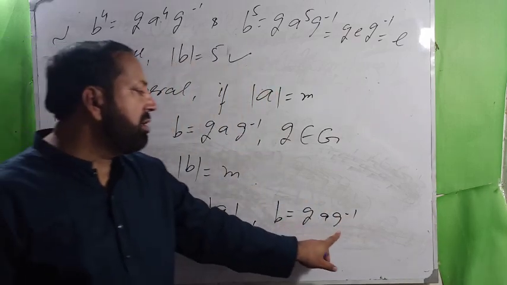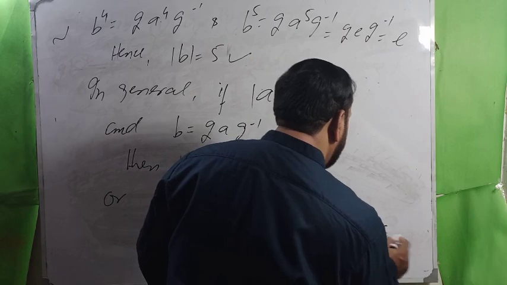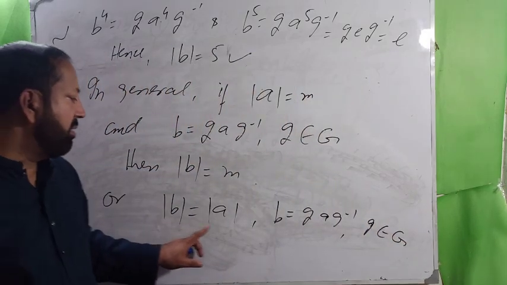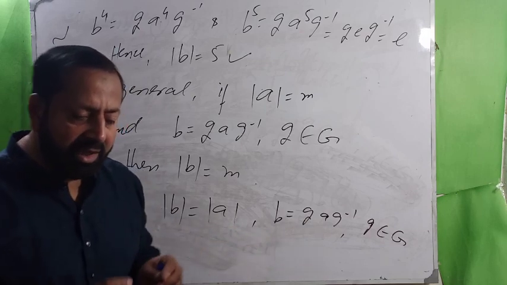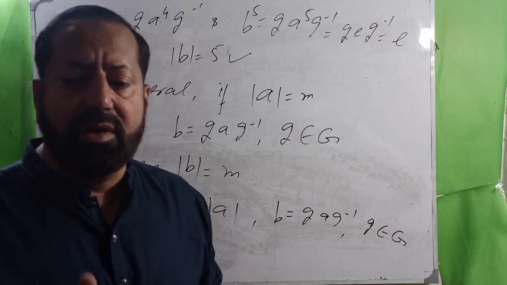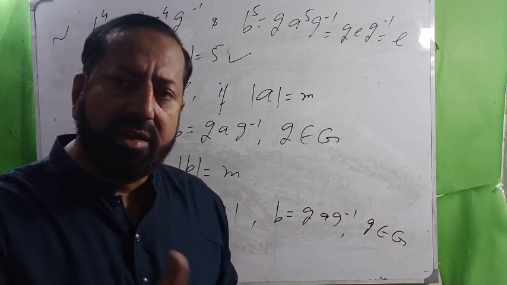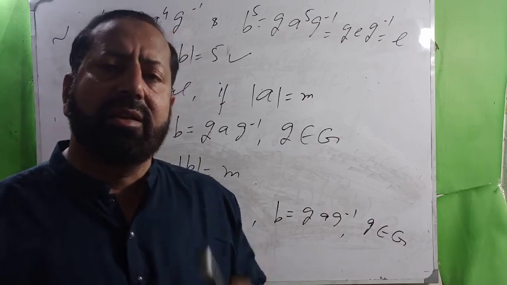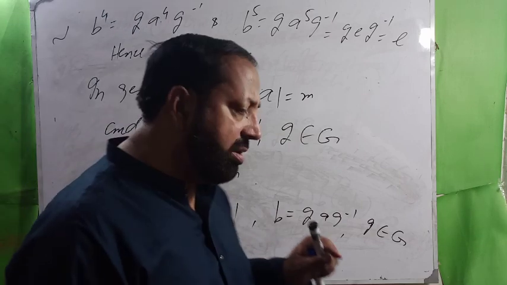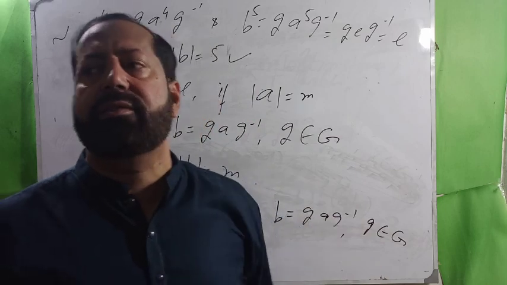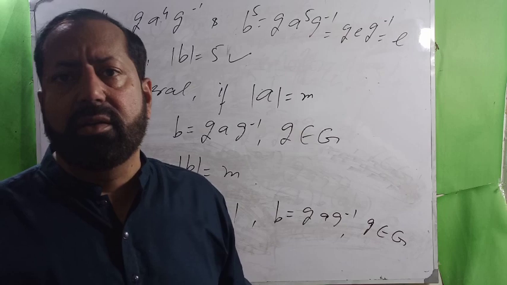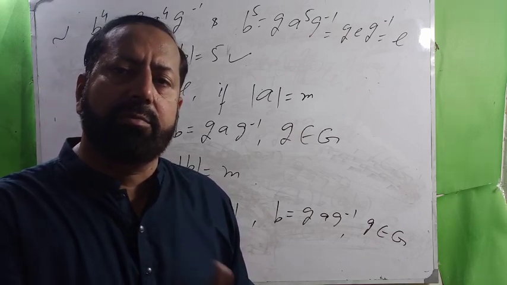If B is equal to G A G inverse for some G belonging to G, then the order of B and the order of A are both equal. It means that all elements which are conjugate to a given element A must have the same order, and they can be written in a different class. This would be termed as the conjugacy class of that particular element.